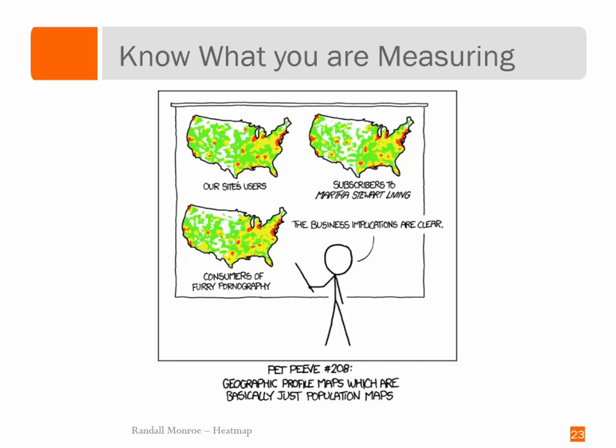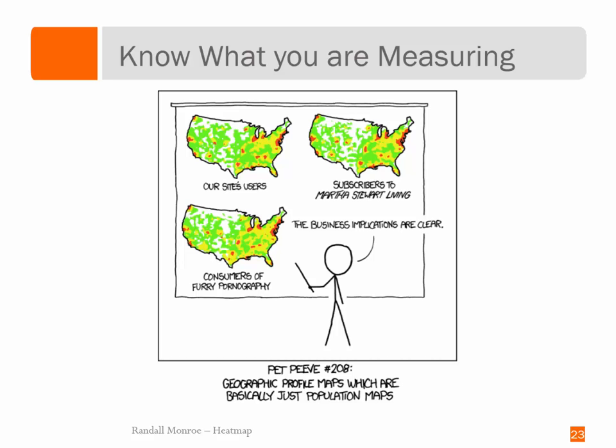And then we look at consumers of furry pornography, which I have no idea what that is, but we see a similar pattern, green, yellow, and red. The intensity seems to be the same in all three of these charts. And so, of course, the business implications are clear. So coming down to the title of this, which is, of course, labeled Pet Peeve number 208, the geographic profile maps, which are basically just population maps.